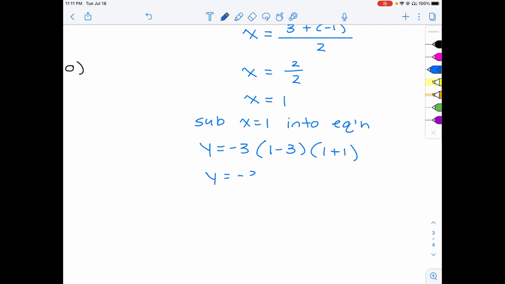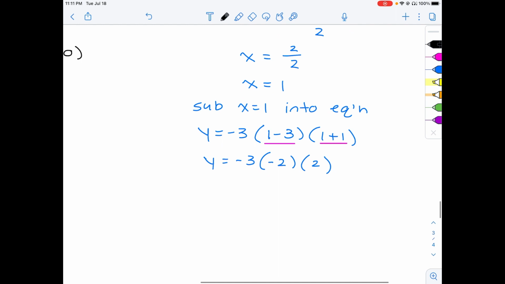So you'll have -3 bracket, 1 subtract 3 is -2. 1 plus 1 is +2. Okay, so you're just simplifying within each bracket first. That's this and this. And now you're just multiplying, right? This is just -3 times -2 times 2. Okay, so -3 times -2 is +6 times 2 is +12.